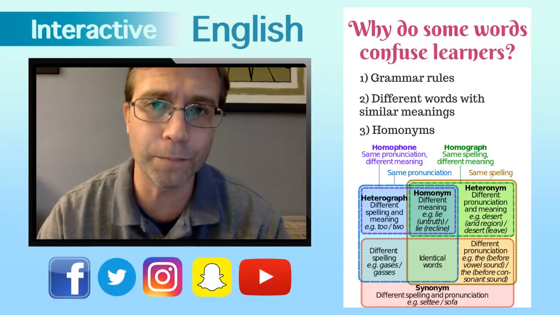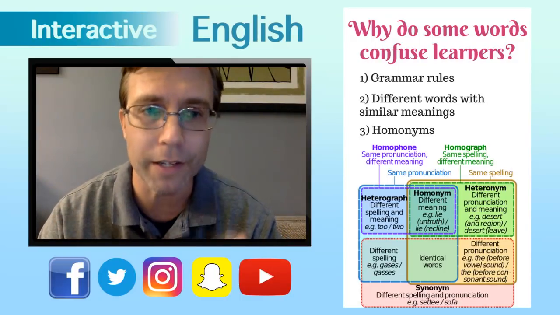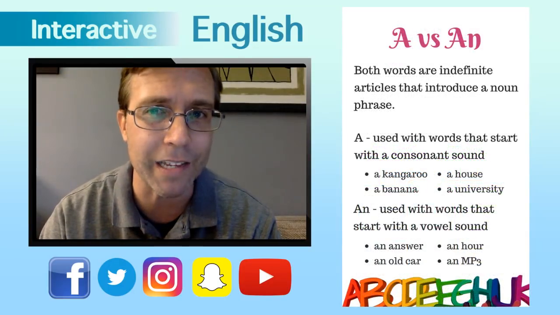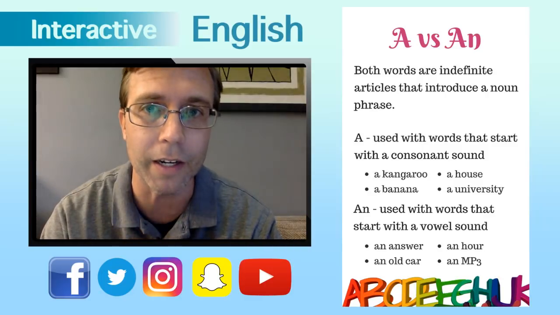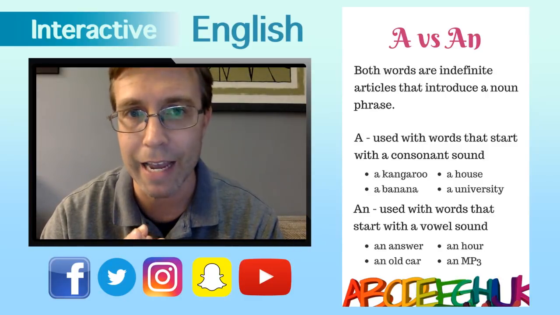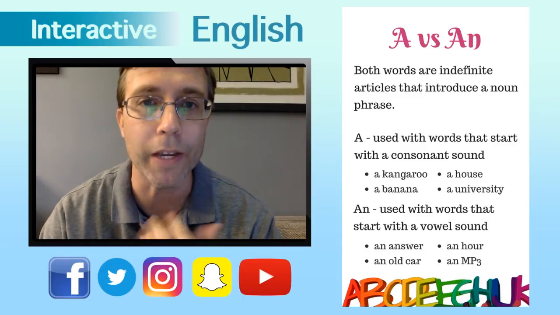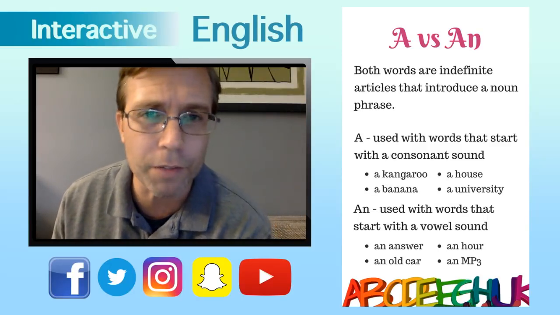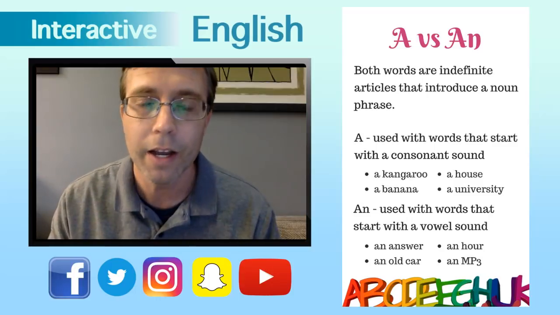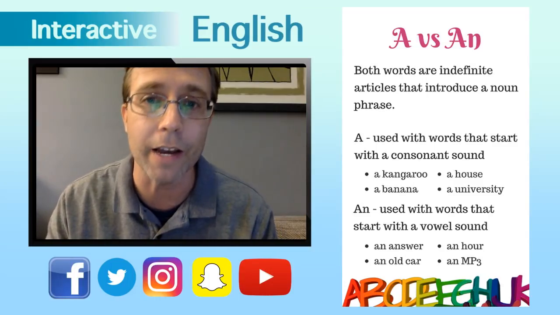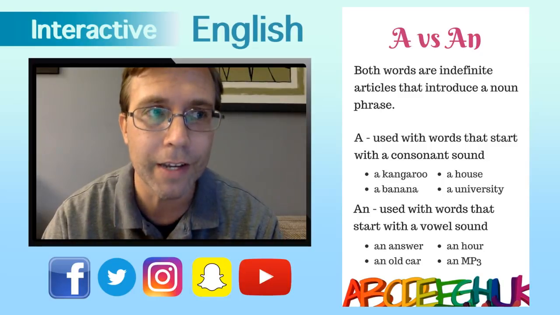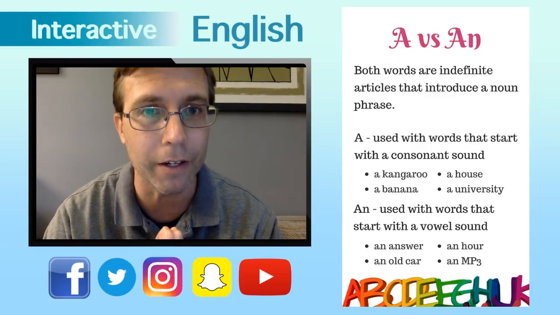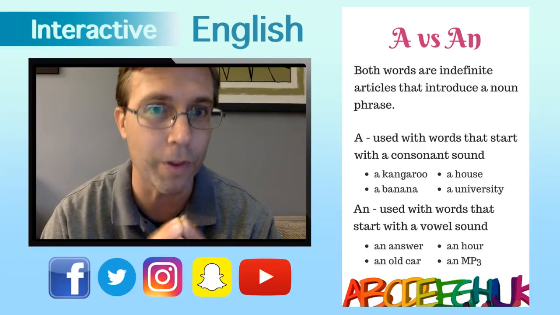So the first one, because we talked about some grammar rules, let's look at a small grammar nuance. And this one I don't think is as bad because there is a rule to it. A versus an, okay? A versus an, these are both indefinite articles that introduce a noun phrase. So when you think of articles, people will think of a, an, or the. I'm just talking about the indefinite ones, a or an. Now, when we learn these, some people might say, pay attention to the first letter of the word that comes after the article.